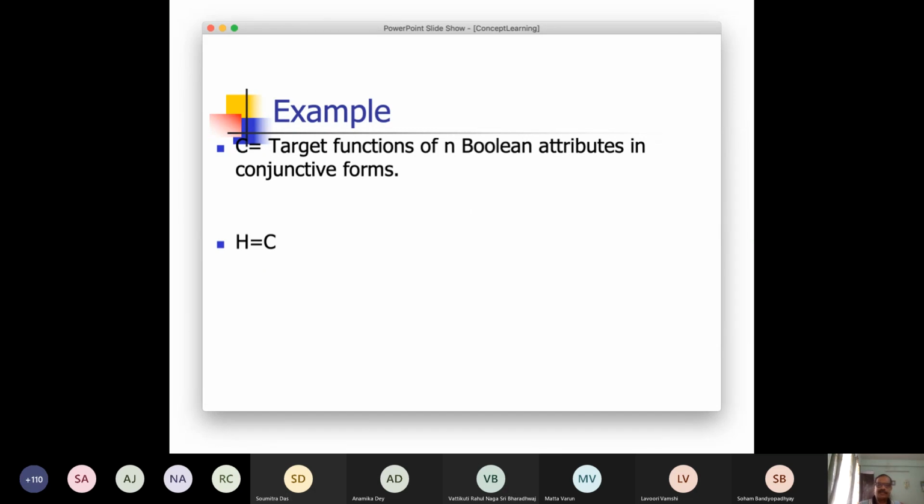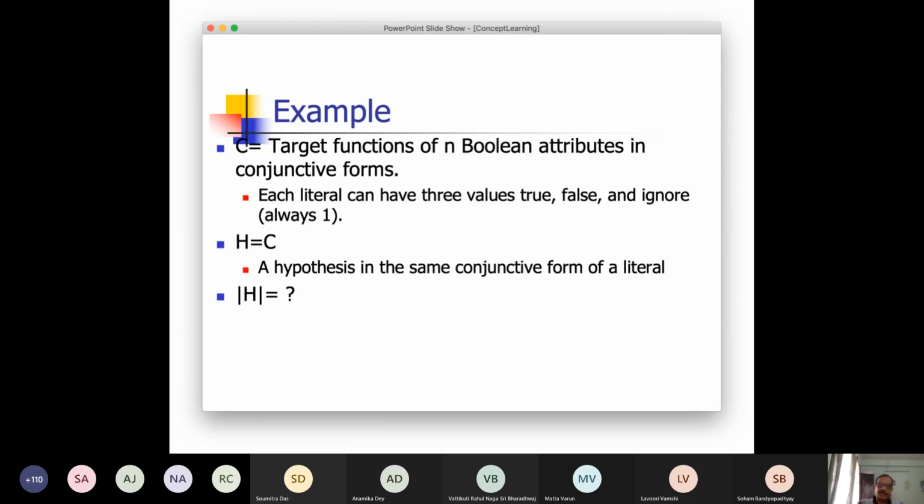Some examples would make it much clearer. Suppose we have target functions of n Boolean attributes in conjunctive form. The case we have studied is in that form itself. In this case, each literal can have 3 values, as you know: true, false, and ignore. So a hypothesis in the same conjunctive form of literals is a special case where we are only considering these 3 cases, either true, false, or ignore, so the hypothesis space has size 3 to the power n.